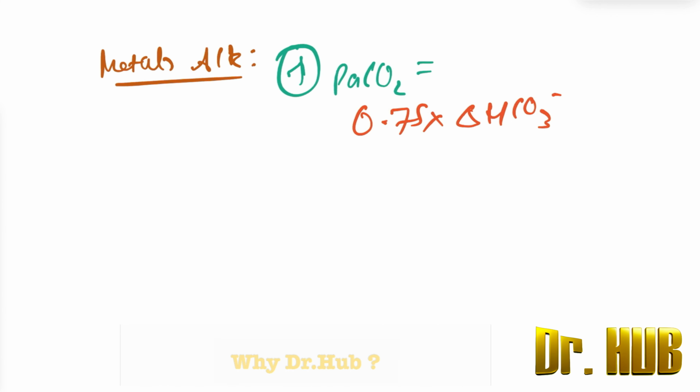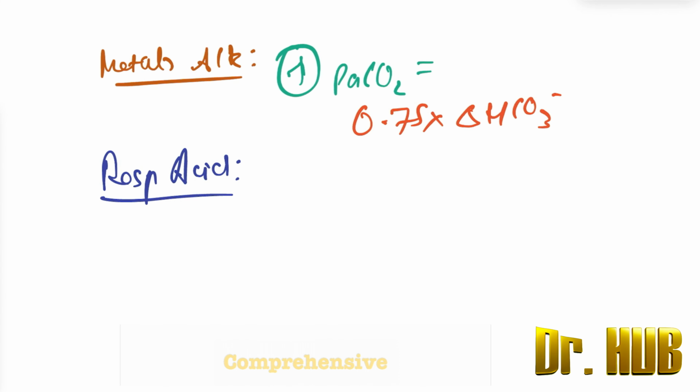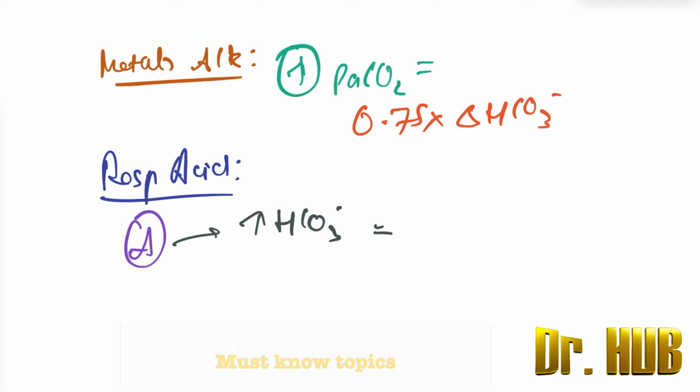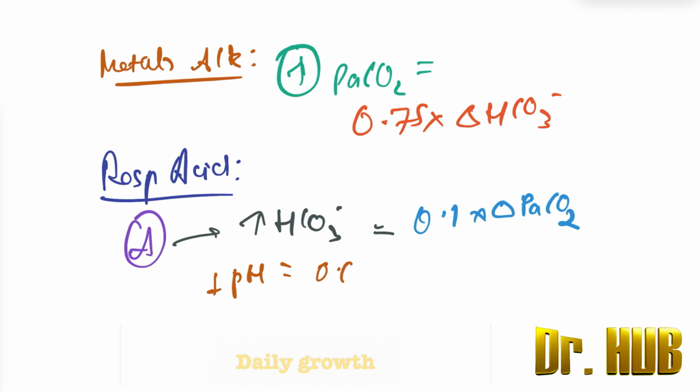So next we move on to respiratory acidosis. So what happens in respiratory acidosis? Here we look at the acute as well as the chronic. In terms of the acute, there is an increase in the HCO3, equal to 0.1 times the delta PaCO2. Next, the decrease in the pH is equal to 0.008 into the delta PaCO2.